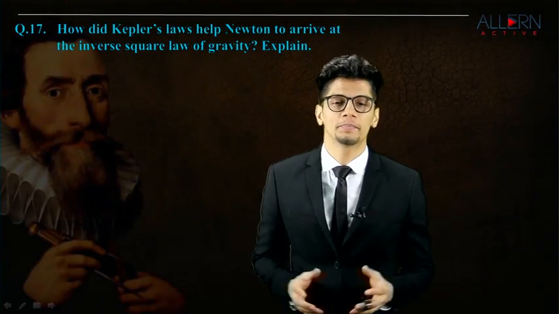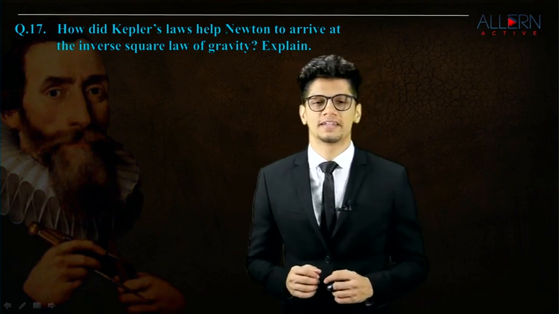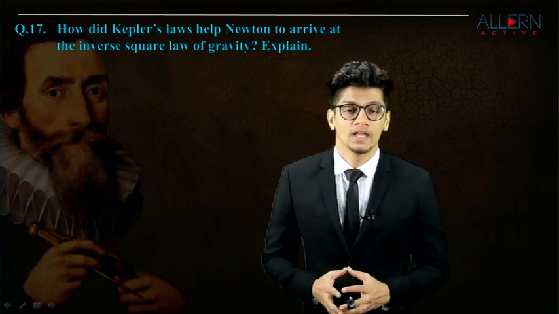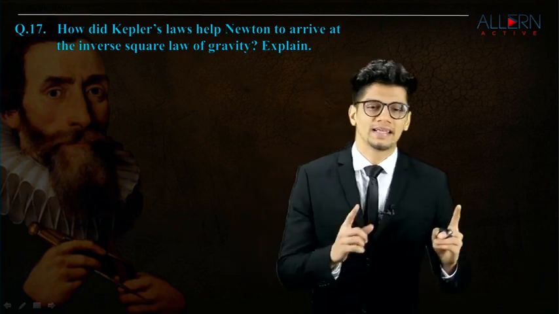Newton said in his statement that force is inversely proportional to the square of the distance between their centers. How did he come to know? He came to know with the help of Kepler's third law. How did he understand? Let's see this.